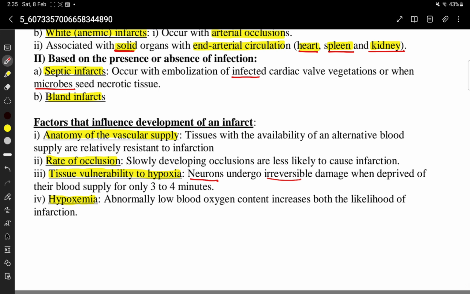So factors that affect the development of infarct are anatomy of the vascular supply, then rate of occlusion, tissue vulnerability to hypoxia, and hypoxemia.